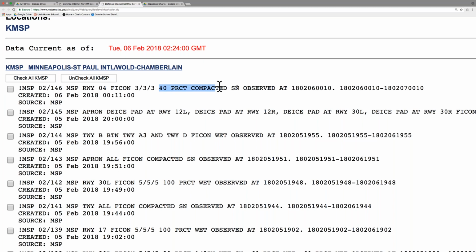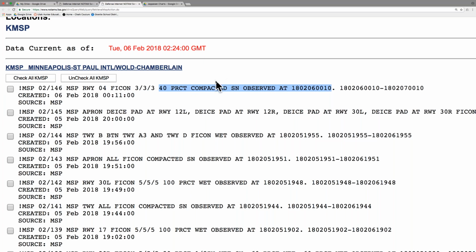And then this tells us, so this is our remarks section, right? So our field conditions say that there's a rating system to the contamination. We call them contaminations on the runway. So these 3 conditions would basically correlate directly to our ability to stop on the runway. This is saying 40% of the runway is compacted snow, and then it gives us a timestamp of when that was observed.